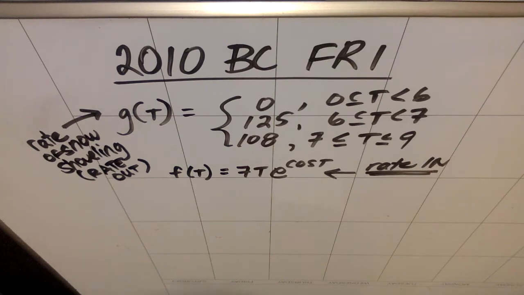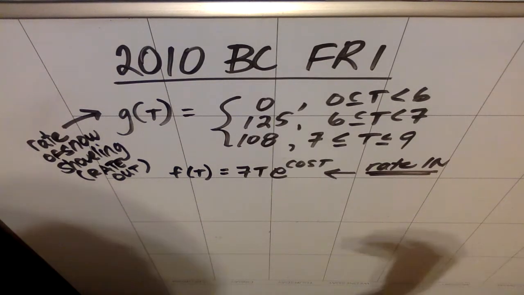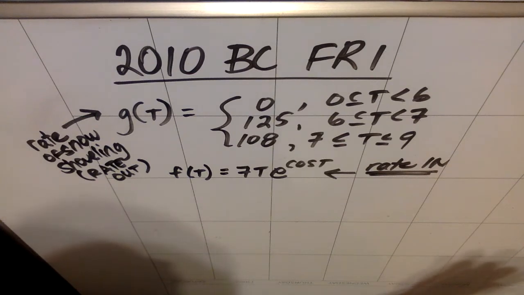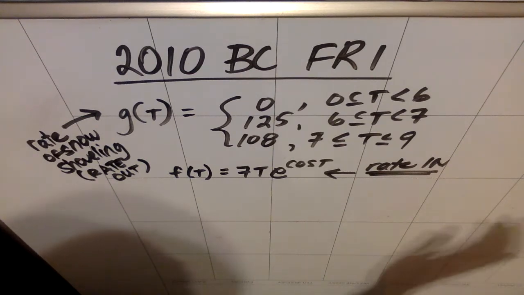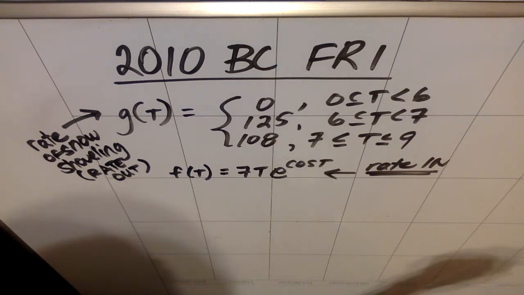So, essentially, this is one of the classic volume in, volume out, or rate in, rate out problems. I'm not going to read the entire problem. You're welcome to look it up on the interwebs. Again, this is 2010 BC Free Response 1.